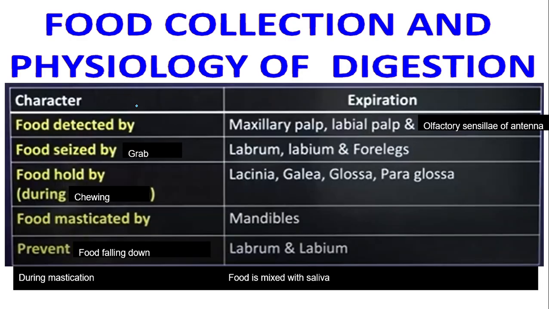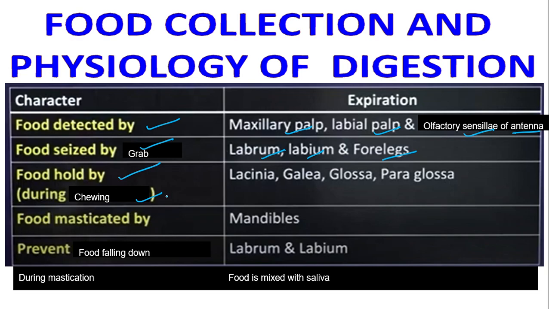Now, some characters and how it happens is given in your textbook. I want all of you to make this table and learn it as it is. Food is detected by the maxillary palp, labial palp and the olfactory sensory organs of the antennae. Food is seized or grabbed by the labrum, labium and the foreleg. Food is held during chewing.